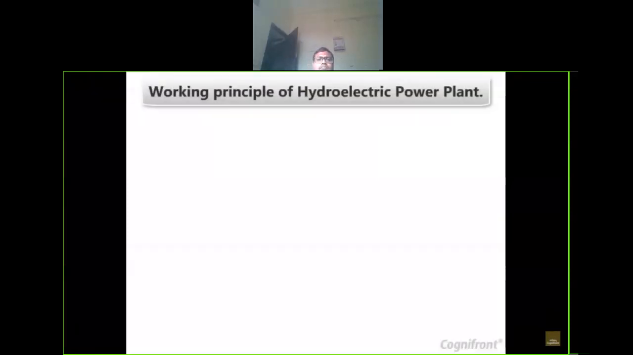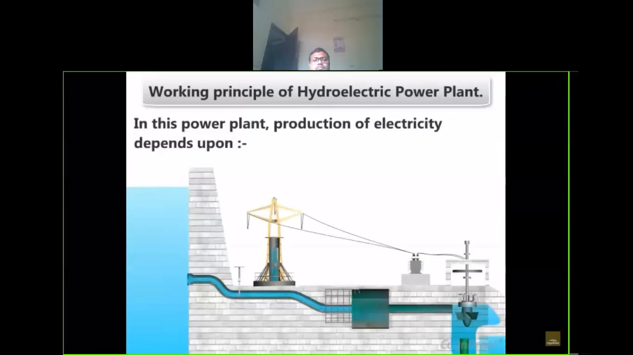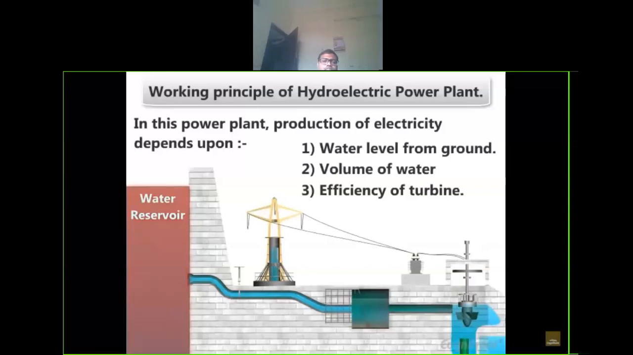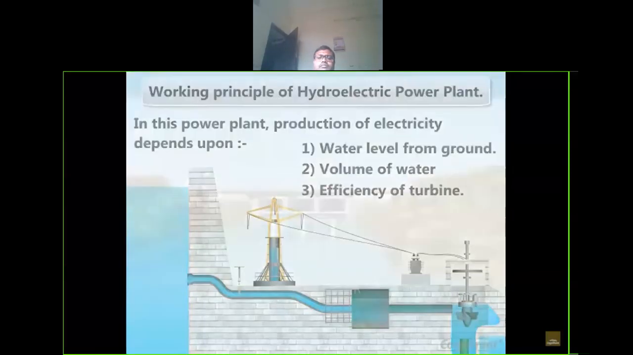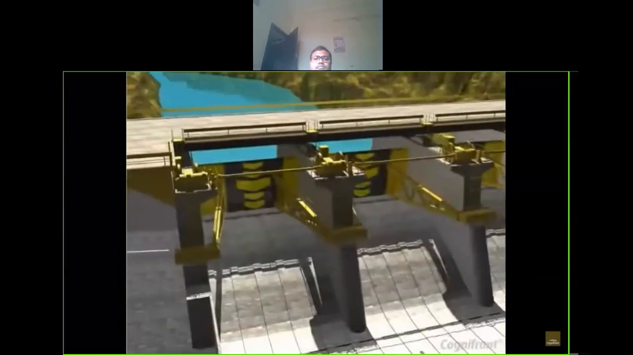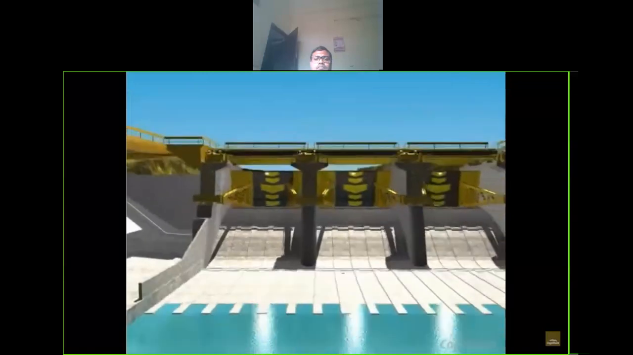The working principle of a hydroelectric power plant. In this power plant, the production of electricity depends upon the height of the water from ground level, the volume of water flowing per unit time, and the efficiency of the turbines. A hydroelectric power plant requires a water reservoir, so these plants are constructed near big dams.